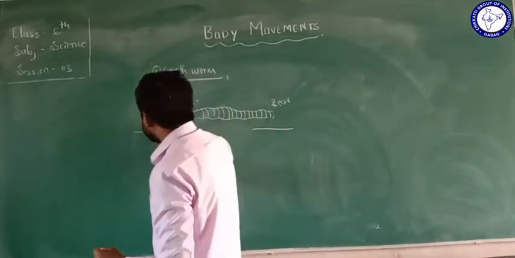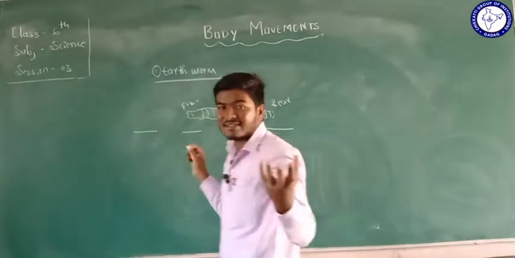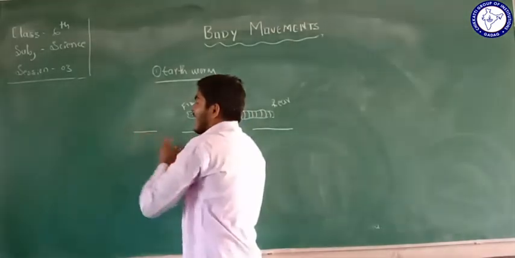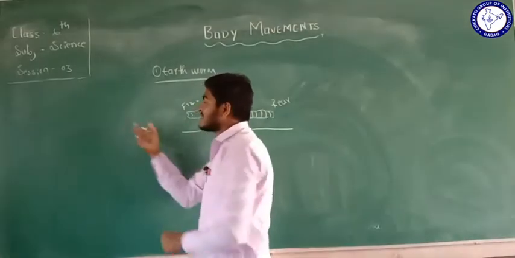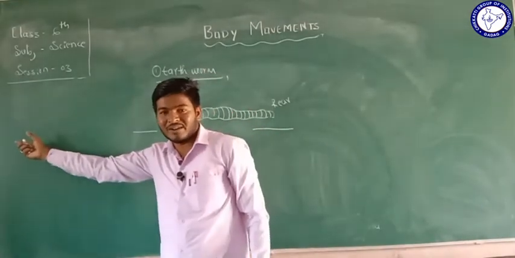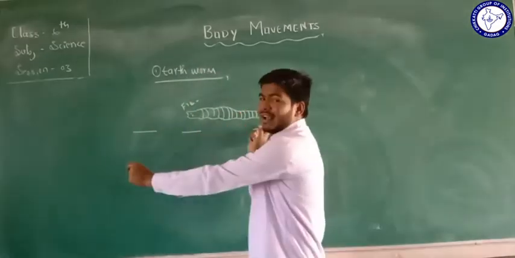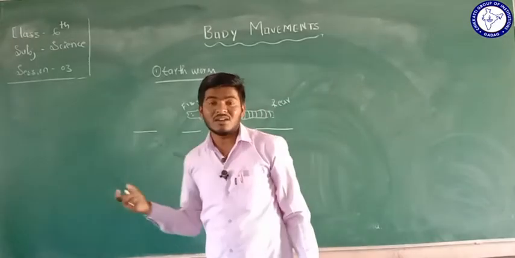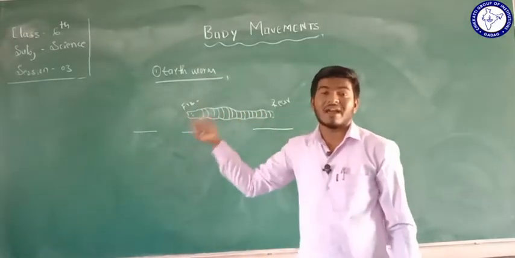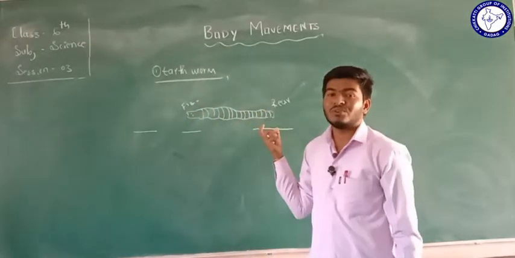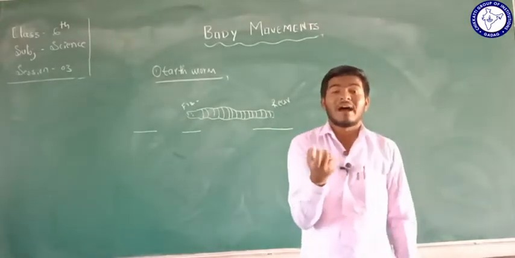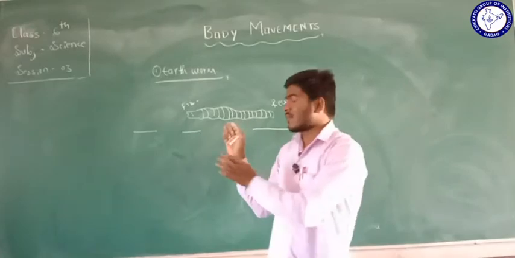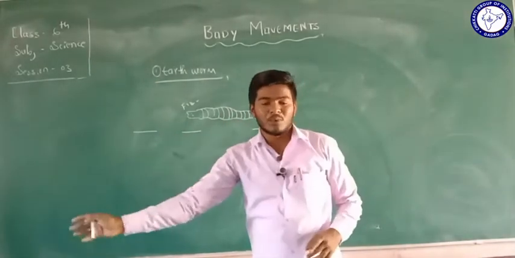Again at this point it attaches its rear end to the surface and again it expands its front body towards the front and again it contracts its rear body to the front side. By the continuous extension, expansion and contraction, the earthworm is able to move. This is how the earthworm moves from one point to another.